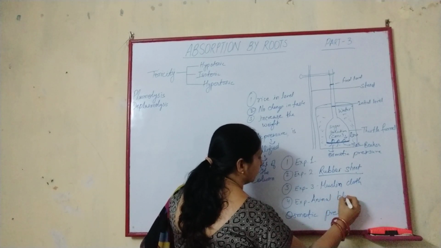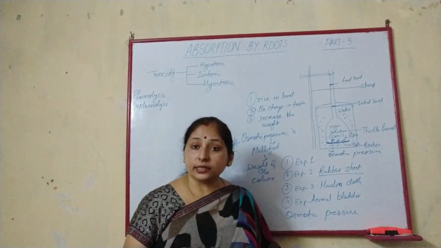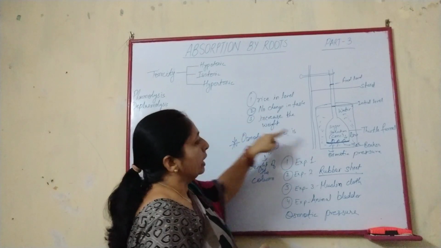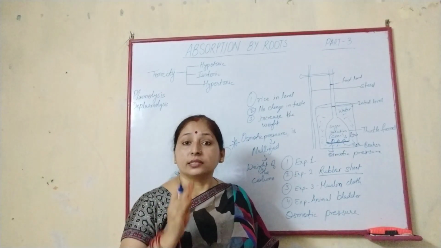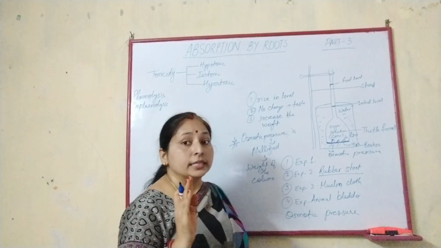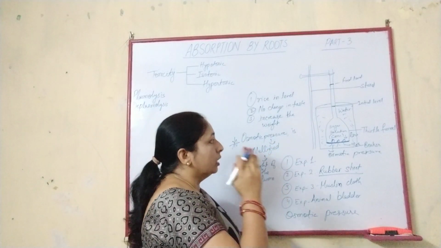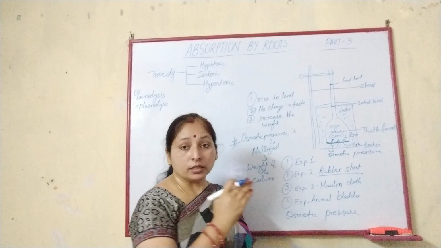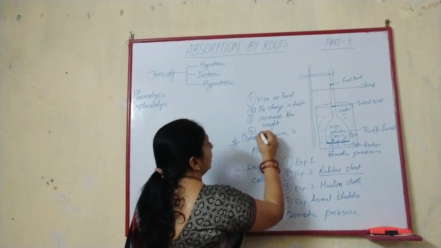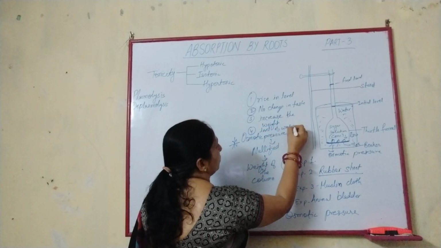Animal bladder is just like a semi-permeable membrane. So all the observations would be the same as in the first case. Animal bladder is a semi-permeable membrane, so the observations are similar to the first experiment: rise in level, then no change in taste in the beaker, then increase in the weight of the column. Number 4, the level of water goes down.